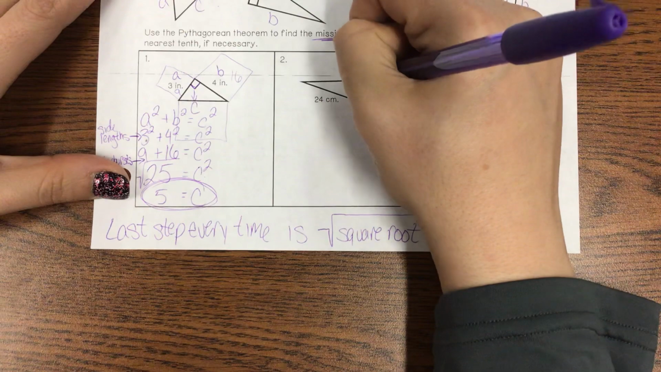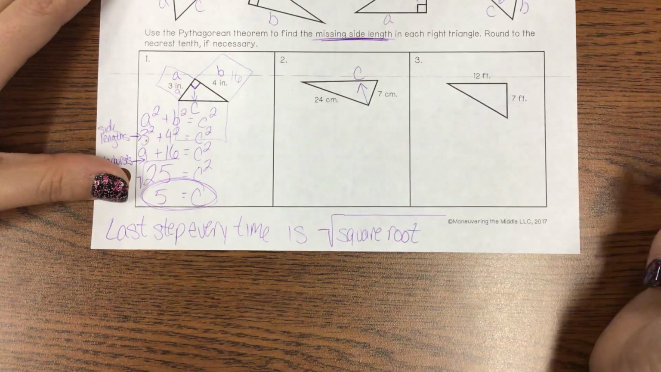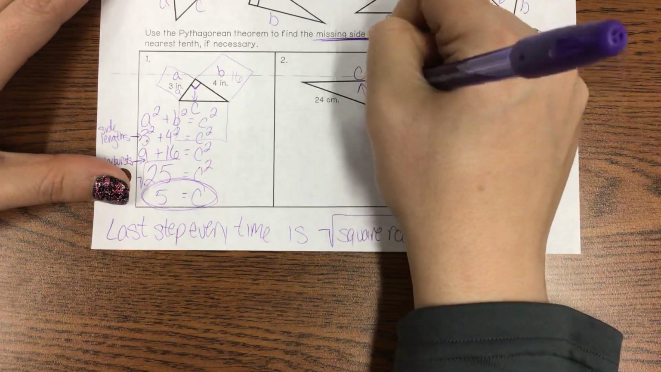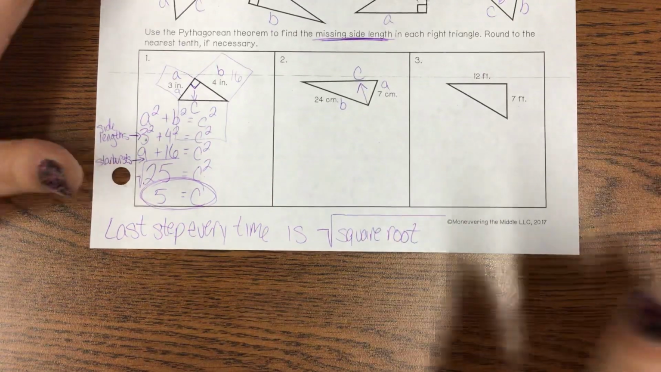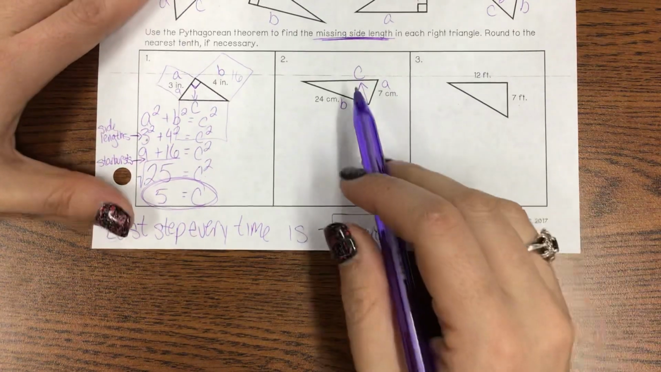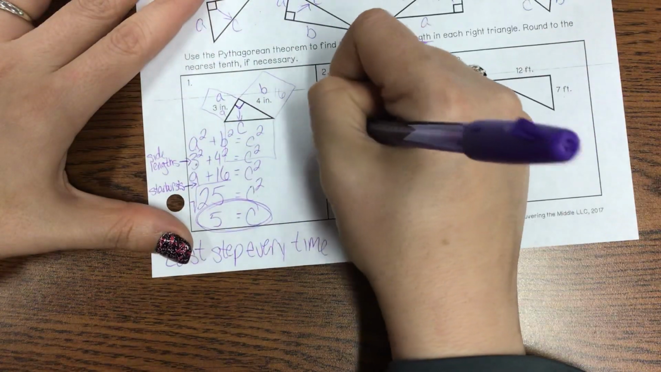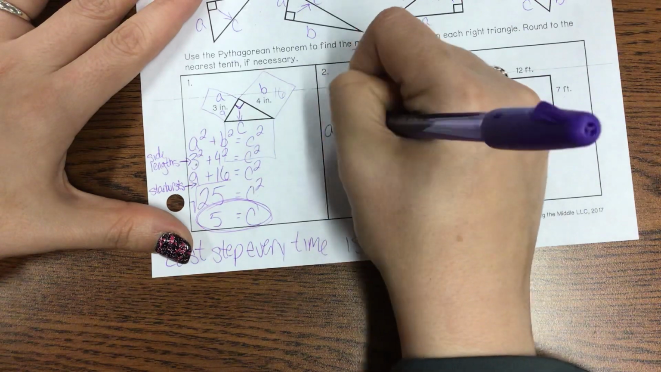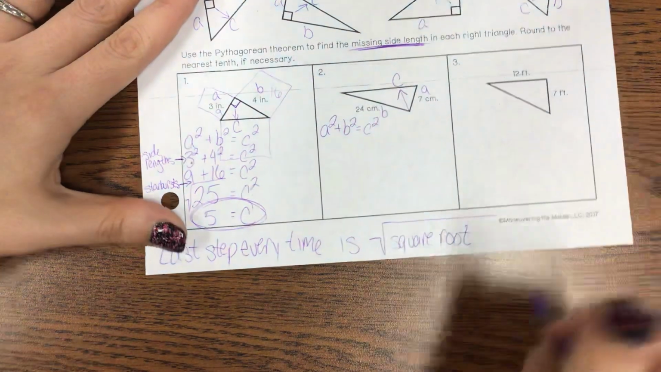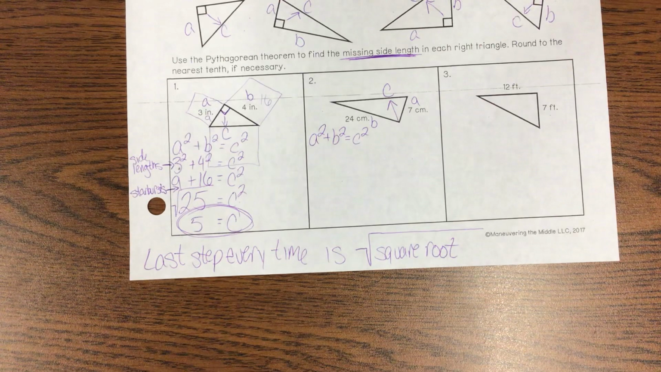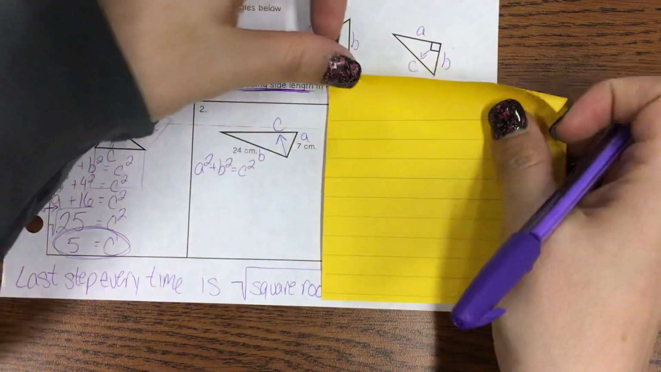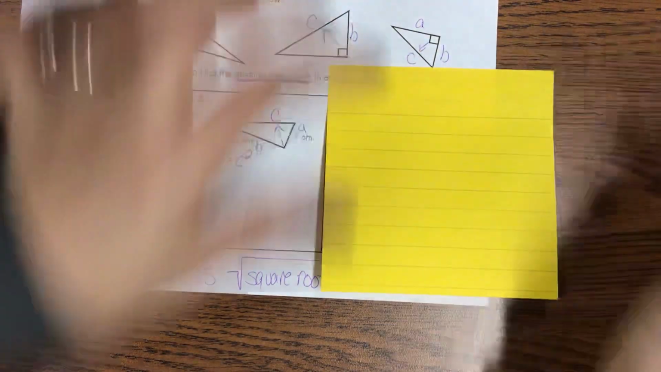I'm going to draw my arrow across, label my C. Pick one side to be A, one side to be B. It doesn't matter which is which, as long as my C is correct. Gonna write my formula. Actually, let's do this. Let's make ourselves a post-it note of steps, something that you can look back at.